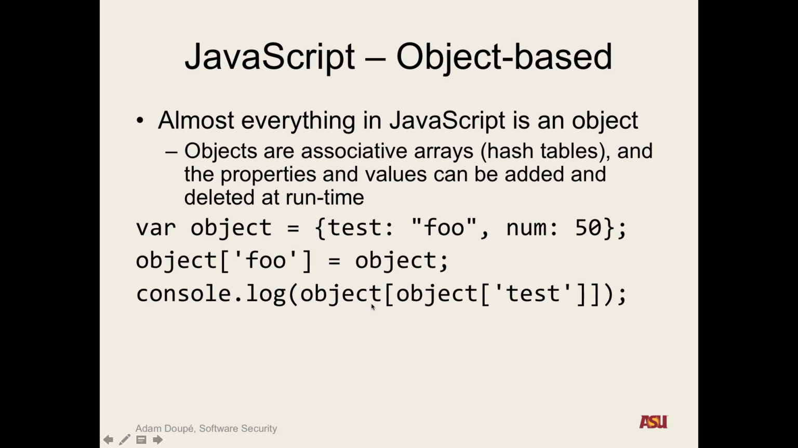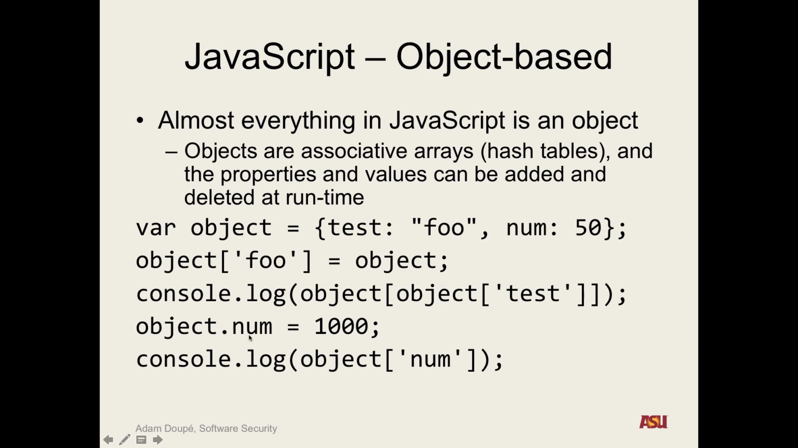And, well, actually, object.foo is what? The object itself. JavaScript has automatic coercion, so if we ever try to use an object as a string, it will try to call the toString method on that object to try to turn it into a string. So this will automatically print out whatever this object itself is.